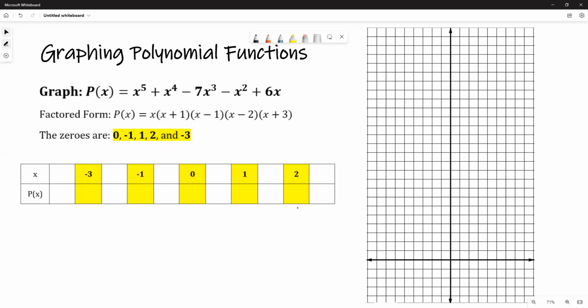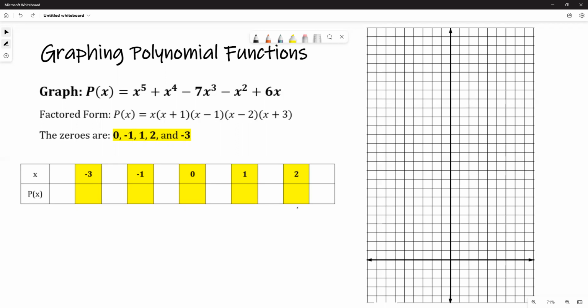The next thing to do in graphing polynomial functions is to identify the zeros of the given polynomial function given the factors. So with x, the zero is 0. With x plus 1, the 0 is negative 1. With x minus 1, the 0 is 1. With x minus 2, the 0 is 2. And with x plus 3, the 0 is negative 3.